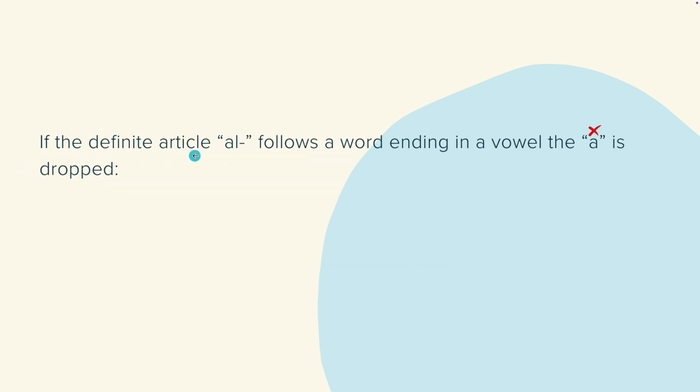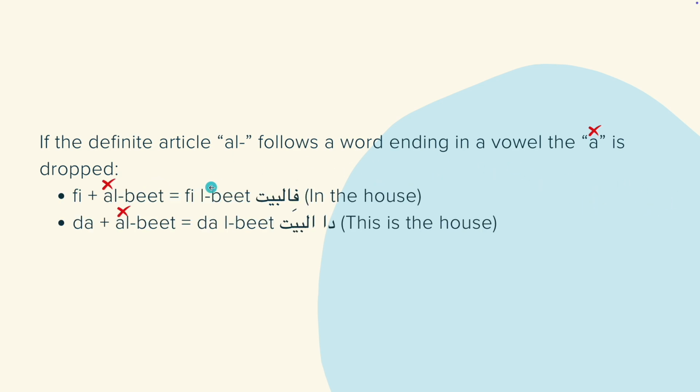If the definite article al follows a word ending in a vowel, the A from al, this A over here, is dropped. It will disappear. Here are some examples. If you want to say in the house, that is fi plus al bayt. You need to drop this A here. It will go away. So it should read fil bayt. Don't say fi al bayt. You need to remove the A because the word fi ends with a vowel.